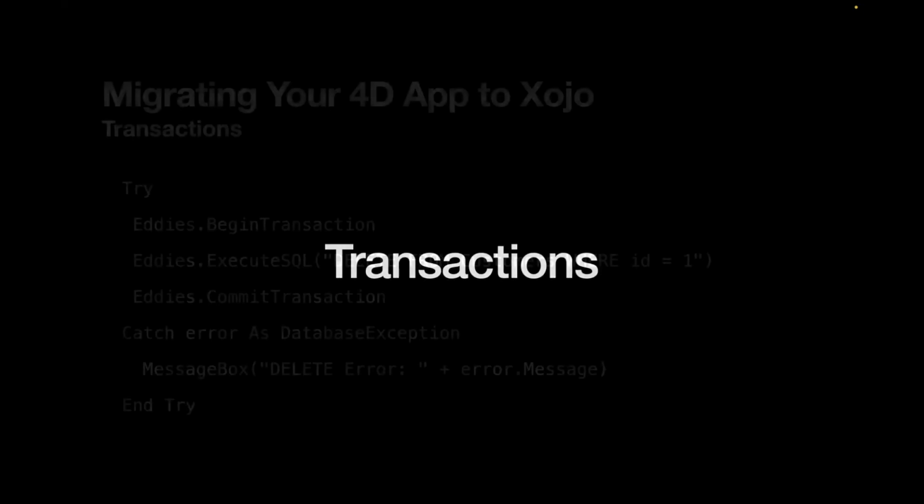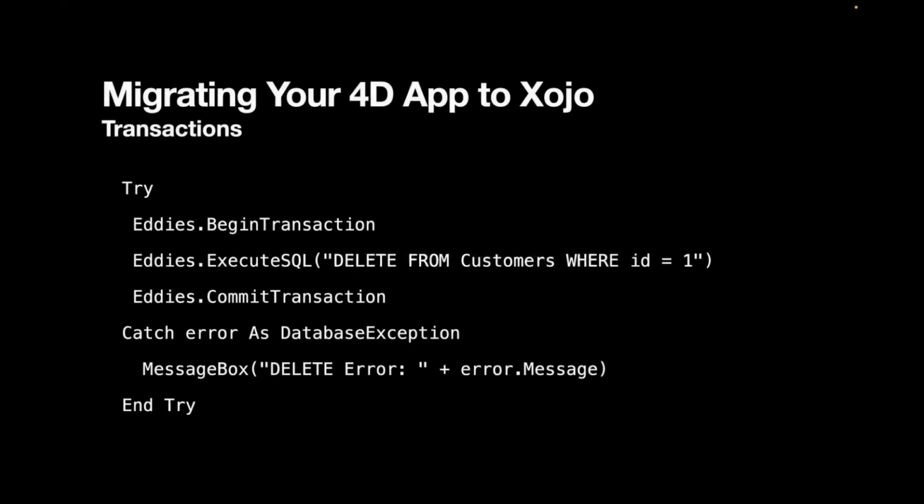Now, transactions. Transactions are at the database level. So since in this case, that's my database object, I call begin transaction. I can do any number of commands and then commit transaction or roll back. In this case, I'm only doing one, but again, you could do as many as you want in between. So you have begin transaction, commit transaction, and then roll back transaction if that's needed. So transactions are pretty straightforward.